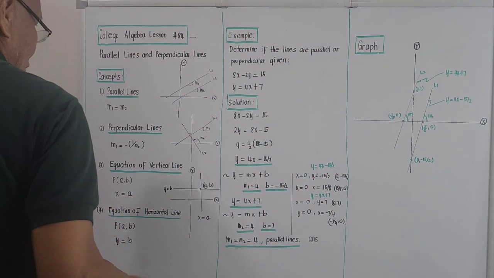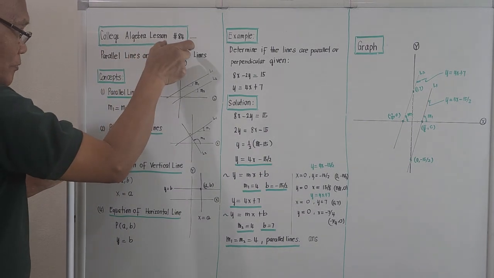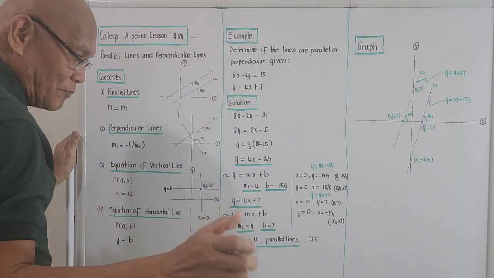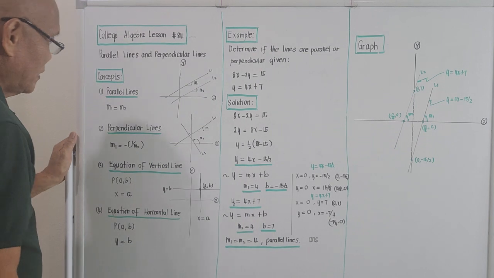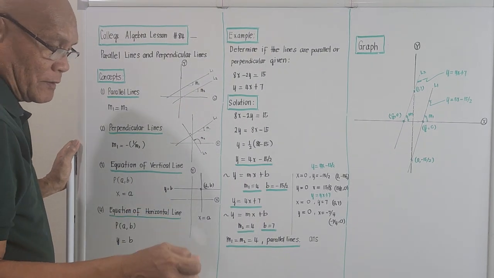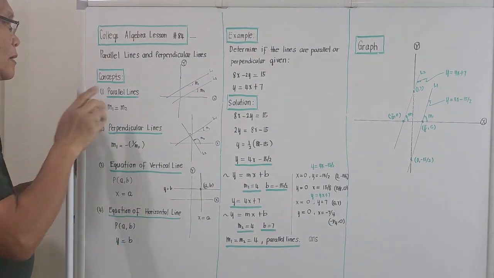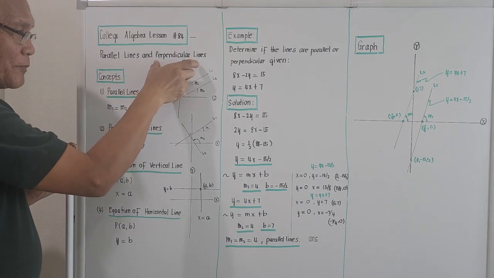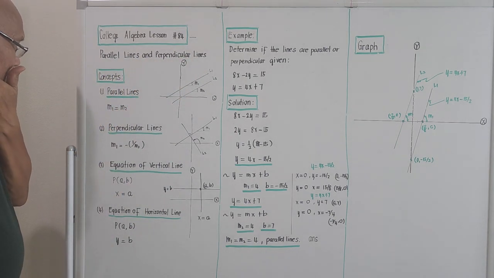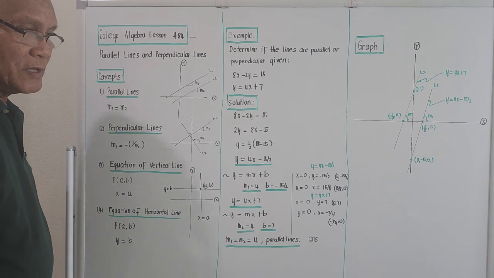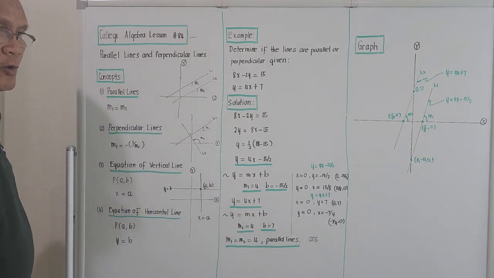The topic for this morning will be college algebra, lesson number 84. We are now on lesson number 84. We are almost done. And the title of the topic is parallel lines and perpendicular lines. Meaning, what is the relationship of the slopes of parallel and perpendicular lines?